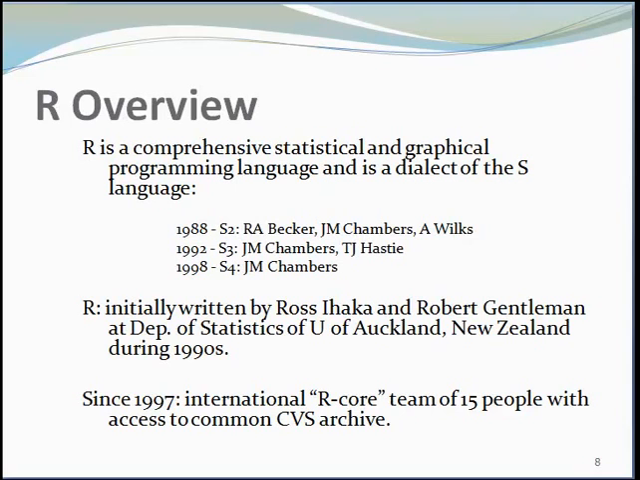This is the R overview. It is a comprehensive statistical and graphical programming language and is a dialect of the S language. Some more details about R: it was initially written by Ross Ihaka and Robert Gentleman, and since 1997 there has been an international R core team of 15 people with access to a common CVS archive.